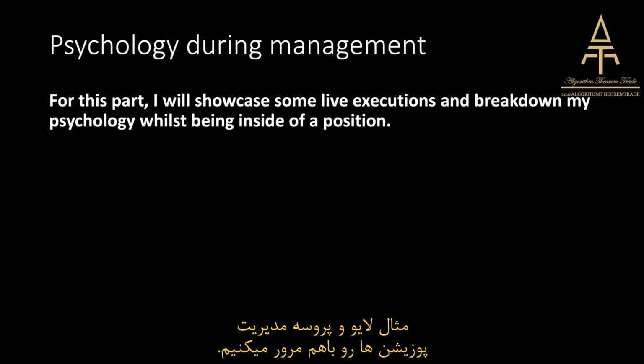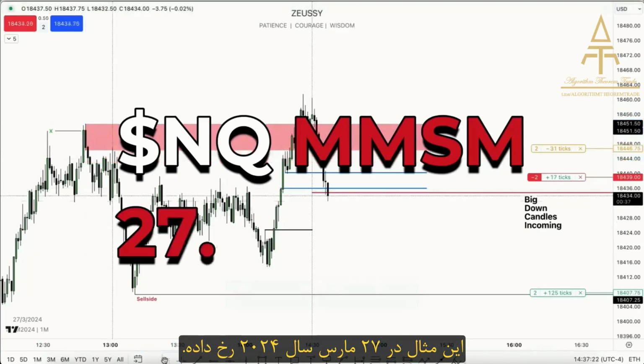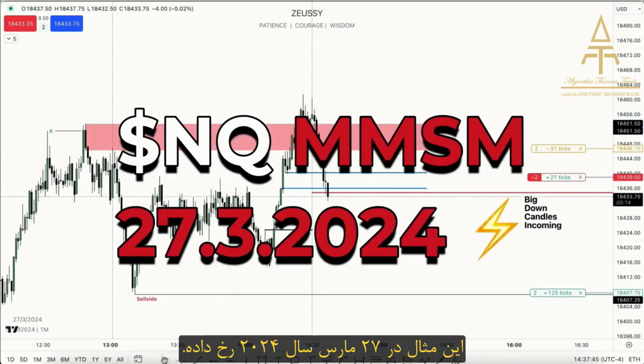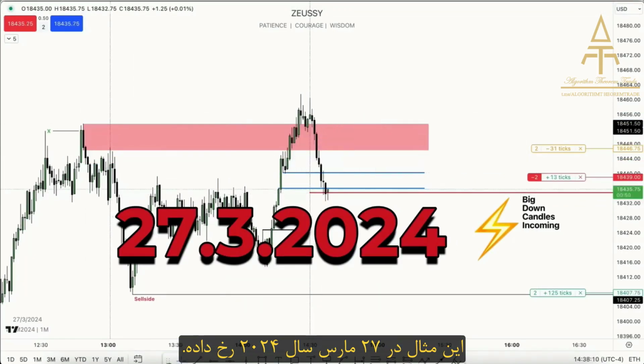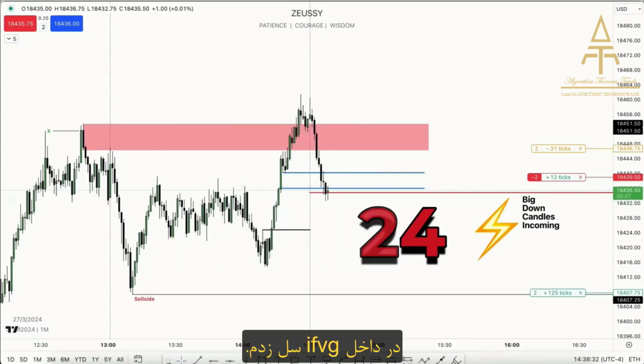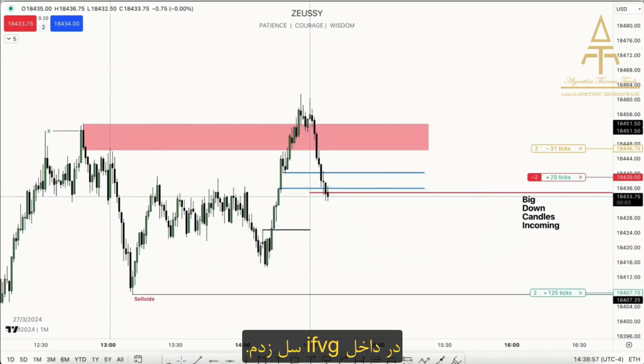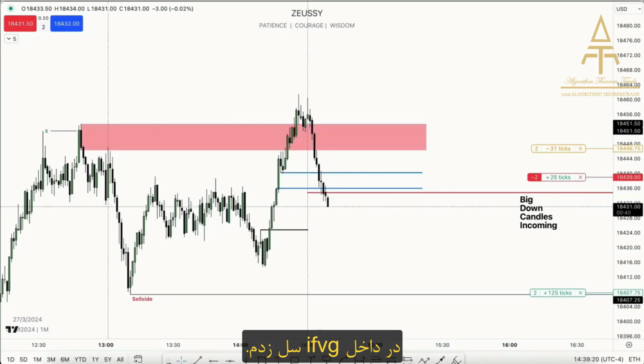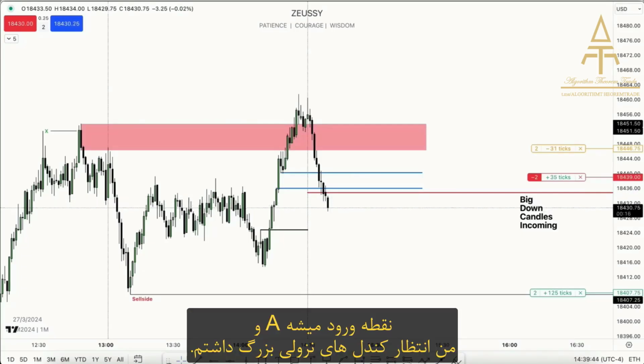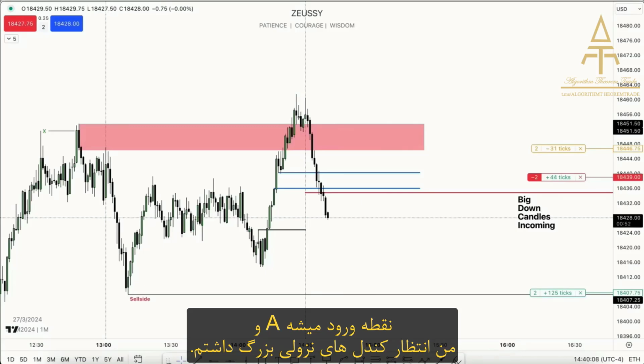So let us take a look at a few live executions, and I will walk you through the whole process of managing the position. We're going to take a look first of all at an execution that I took on the 27th of March 2024. As you can see, I went short on the Nasdaq inside of an inverse reverse gap. The entry is of course point A, as we know. I was anticipating big down close candles to come.